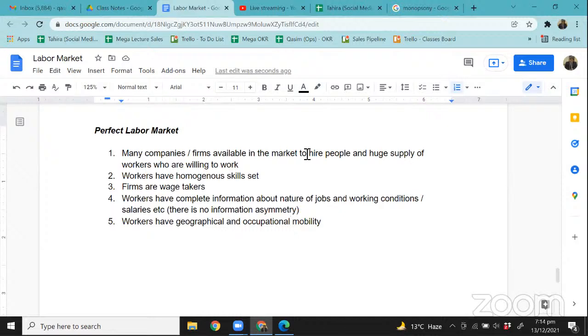So think about this. India is a big country. Pakistan is also relatively a big country, right? So when we say that workers have geographical mobility, that means that someone living in, otherwise a resident of Islamabad, if that person finds a job in Karachi or Lahore, that person can move to that other city.